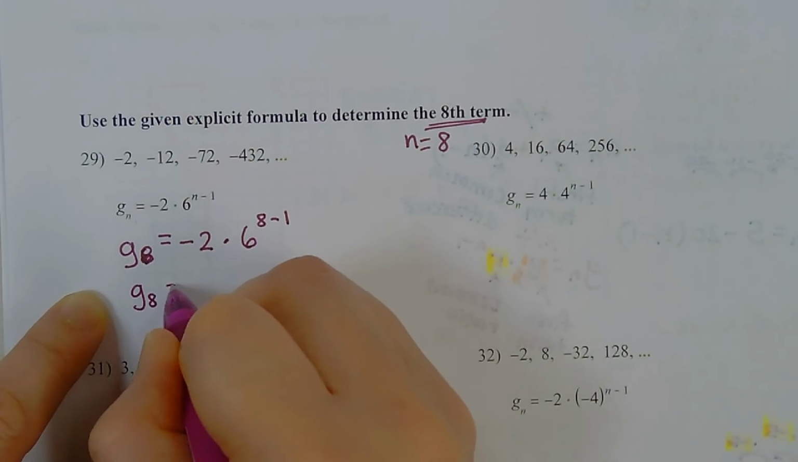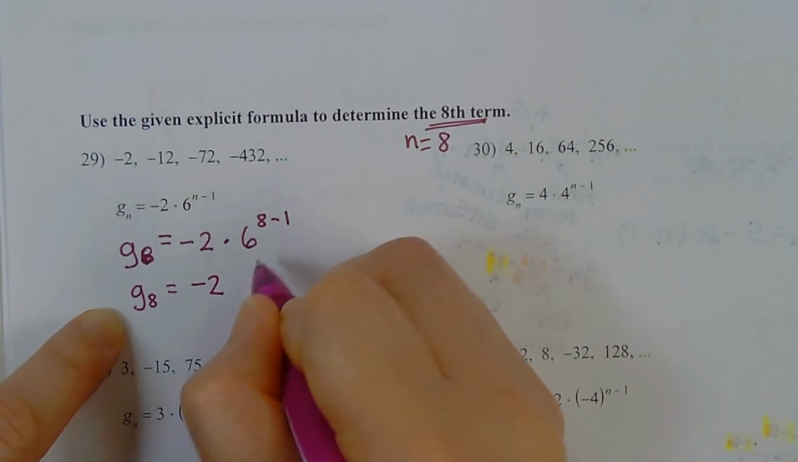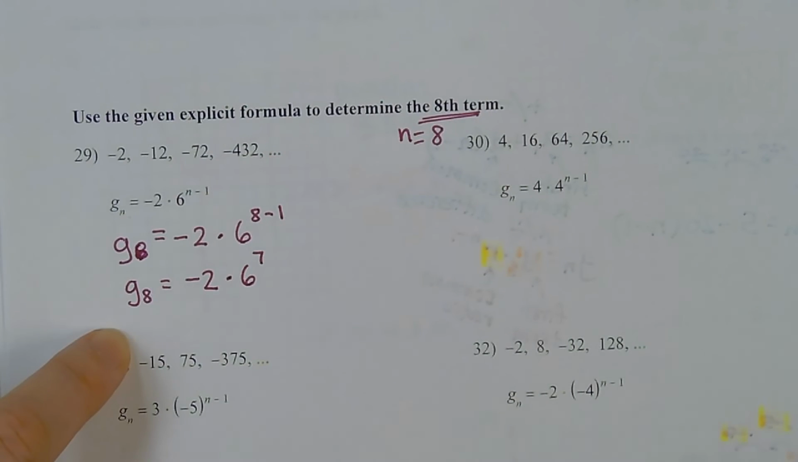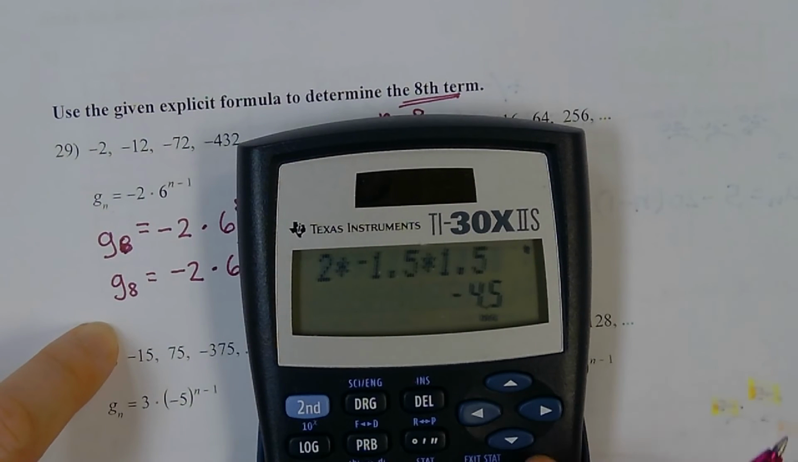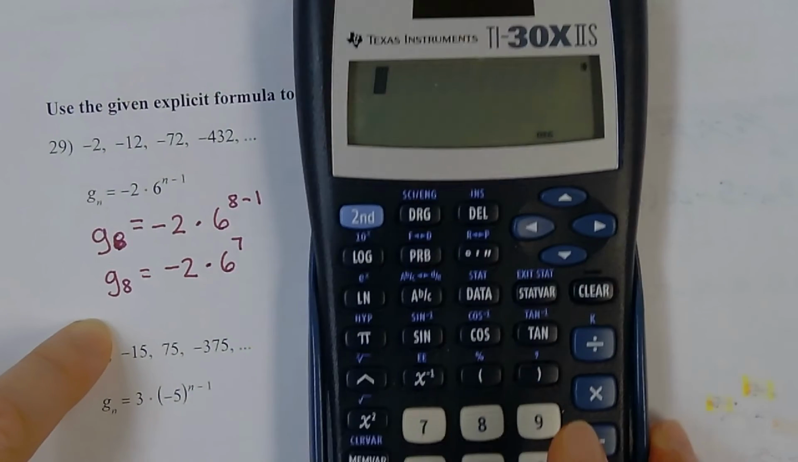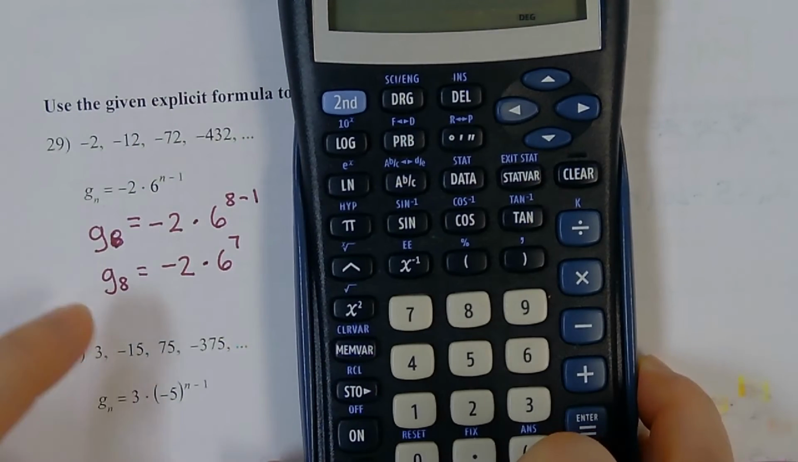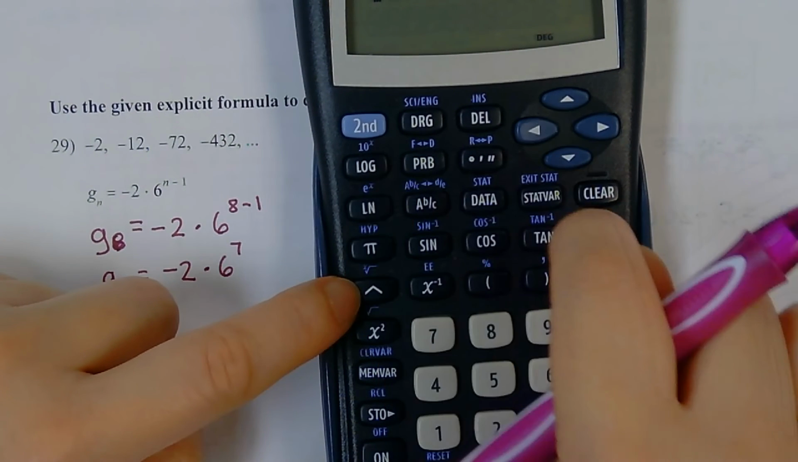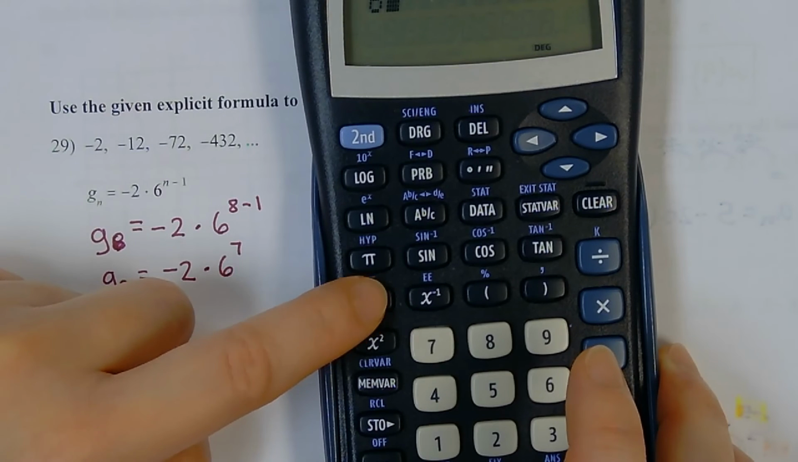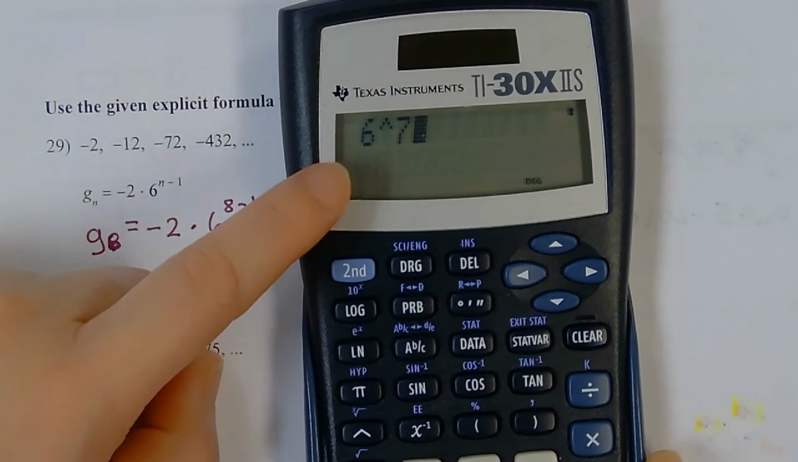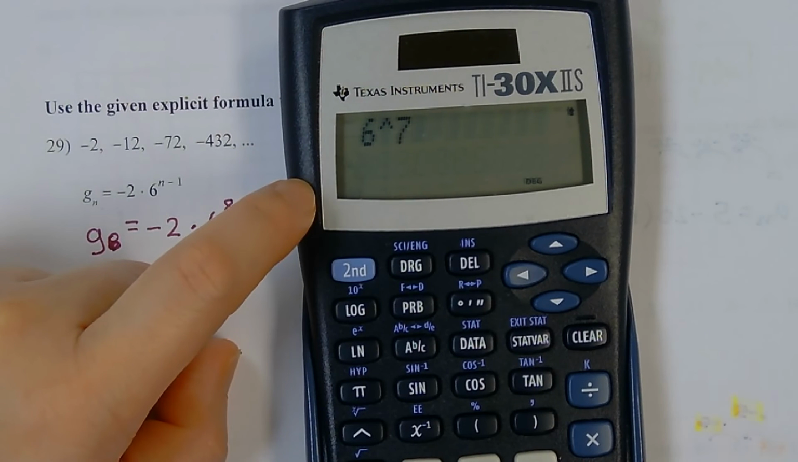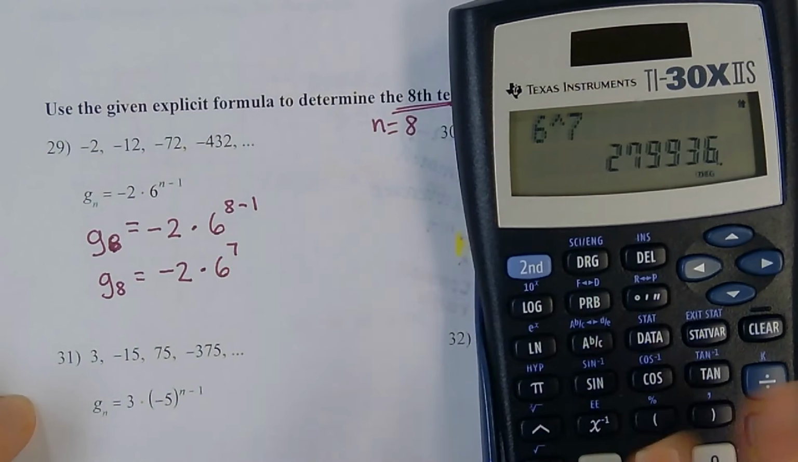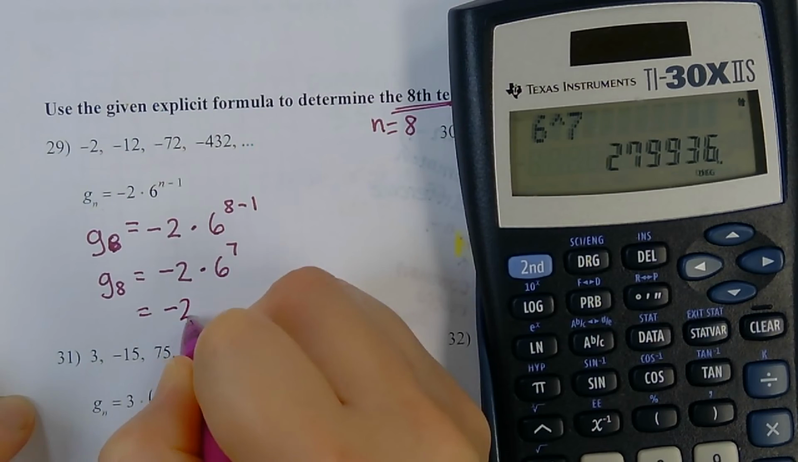And so g of 8 is equal to, we're going to do what's in the exponent first. So that's 6 to the 7th power. I don't know what 6 to the 7th power is because that's quite a bit to do. So on your calculator, you type in 6, and then this caret button right here, this little arrow looking thing, gives us the exponent. So to the 7th power. That's what it should look like. 6 to the 7th power equals that huge number, 279,936.